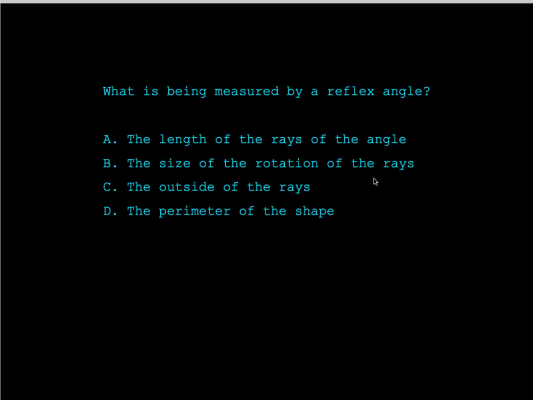What is being measured by a reflex angle? Is it A, the length of the rays of the angle? B, the size of the rotation of the rays? C, the outside of the rays? Or D, the perimeter of the shape?